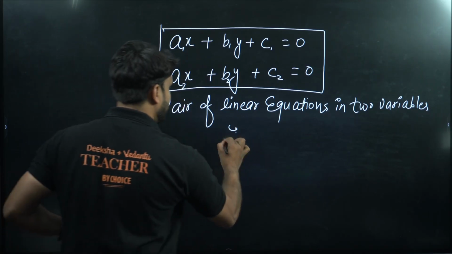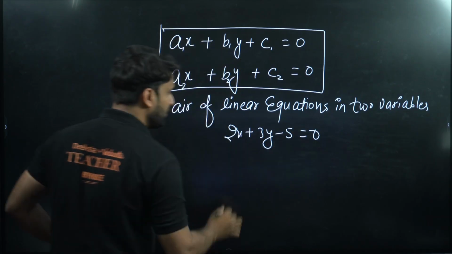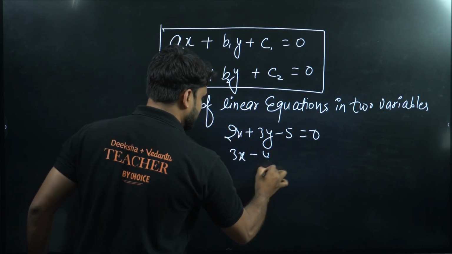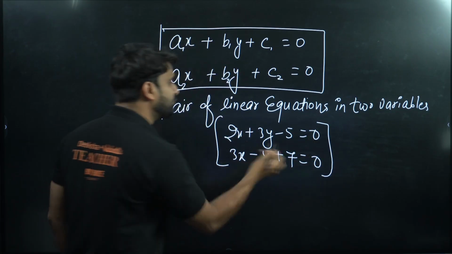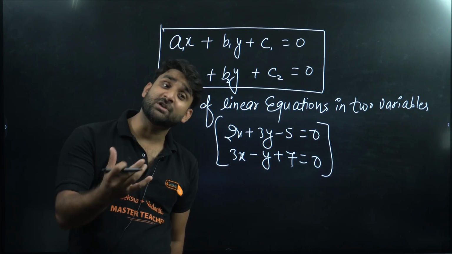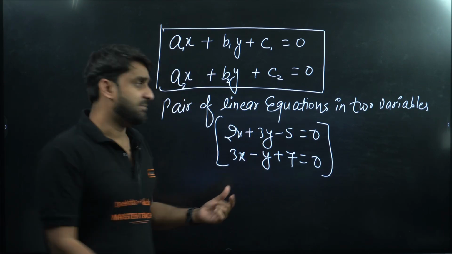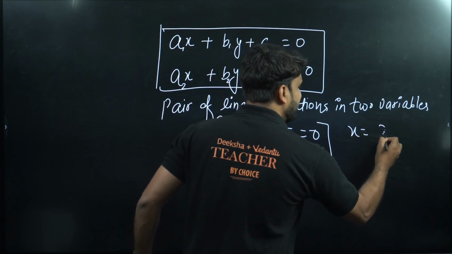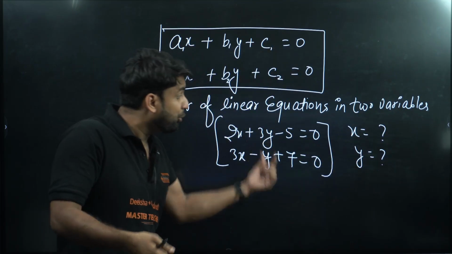For example, if I give you 2x plus 3y minus 5 equals 0, and 3x minus y plus 7 is equal to 0. Now if I ask you to solve the equations, what does it mean to solve the equations? To find the values of x and y which satisfy both the equations. That is called the solution.